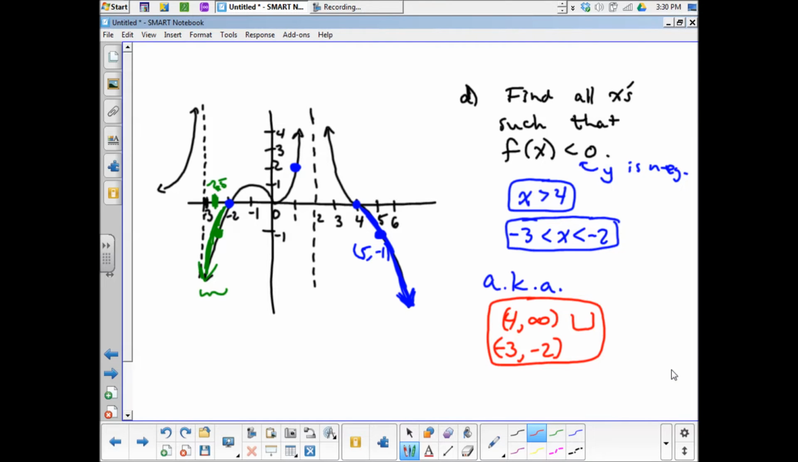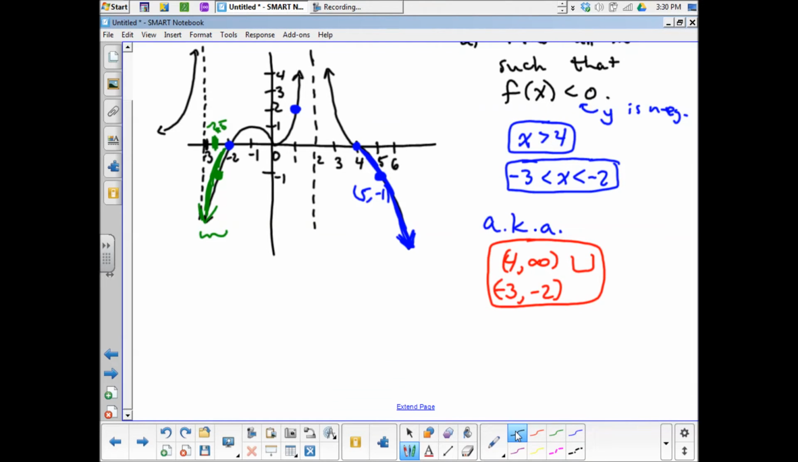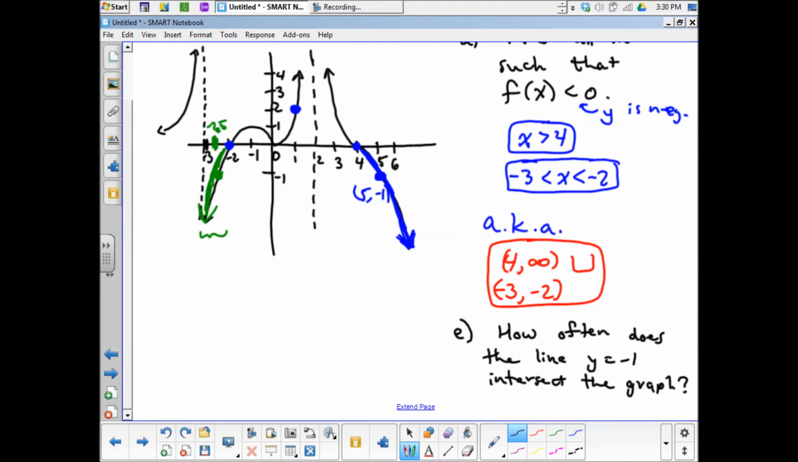Okay, what else could we be asked about this graph? We could be asked the following. Maybe it would ask us something like, how often does the line y equals negative 1 intersect the graph? What I would do on that is draw the line y equals -1. Y equals -1 is this line here.